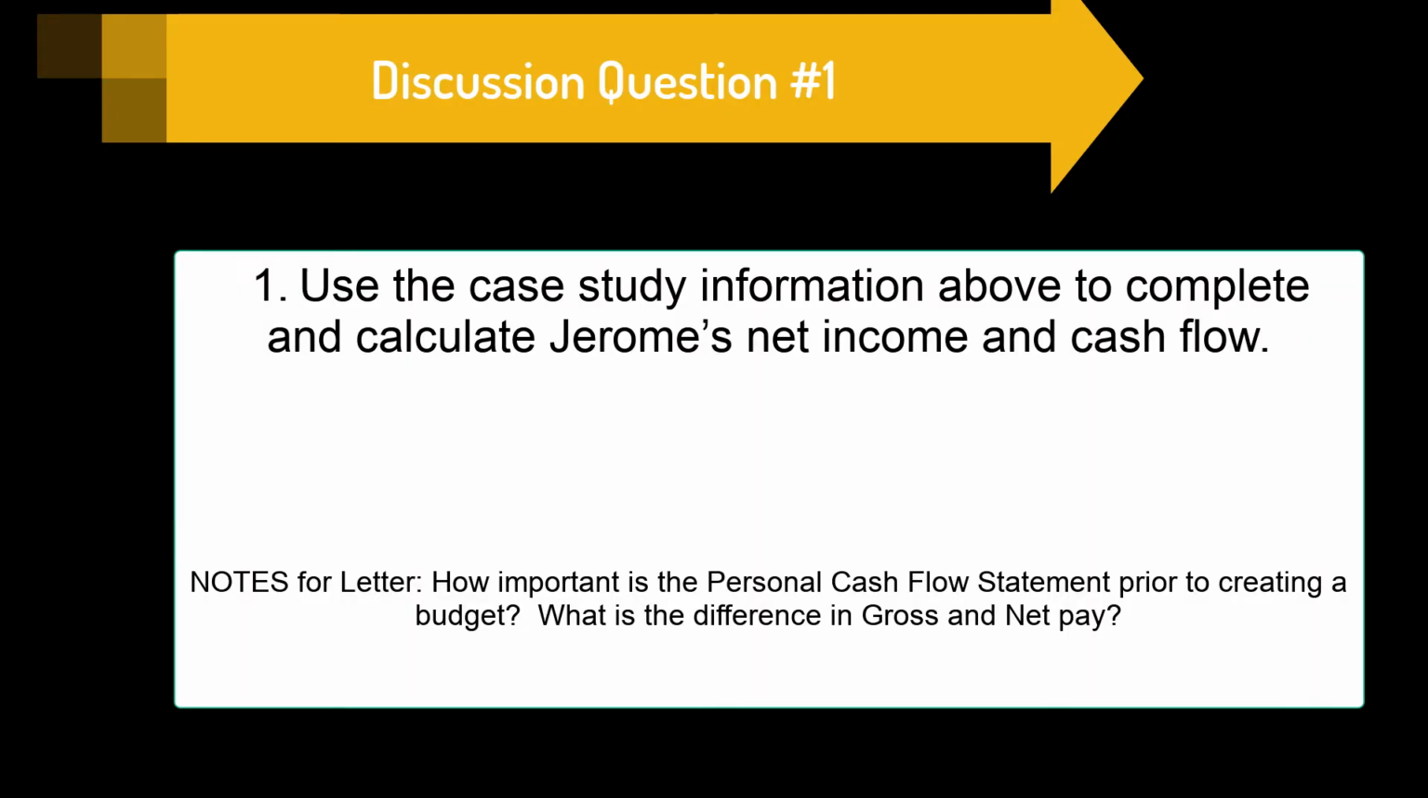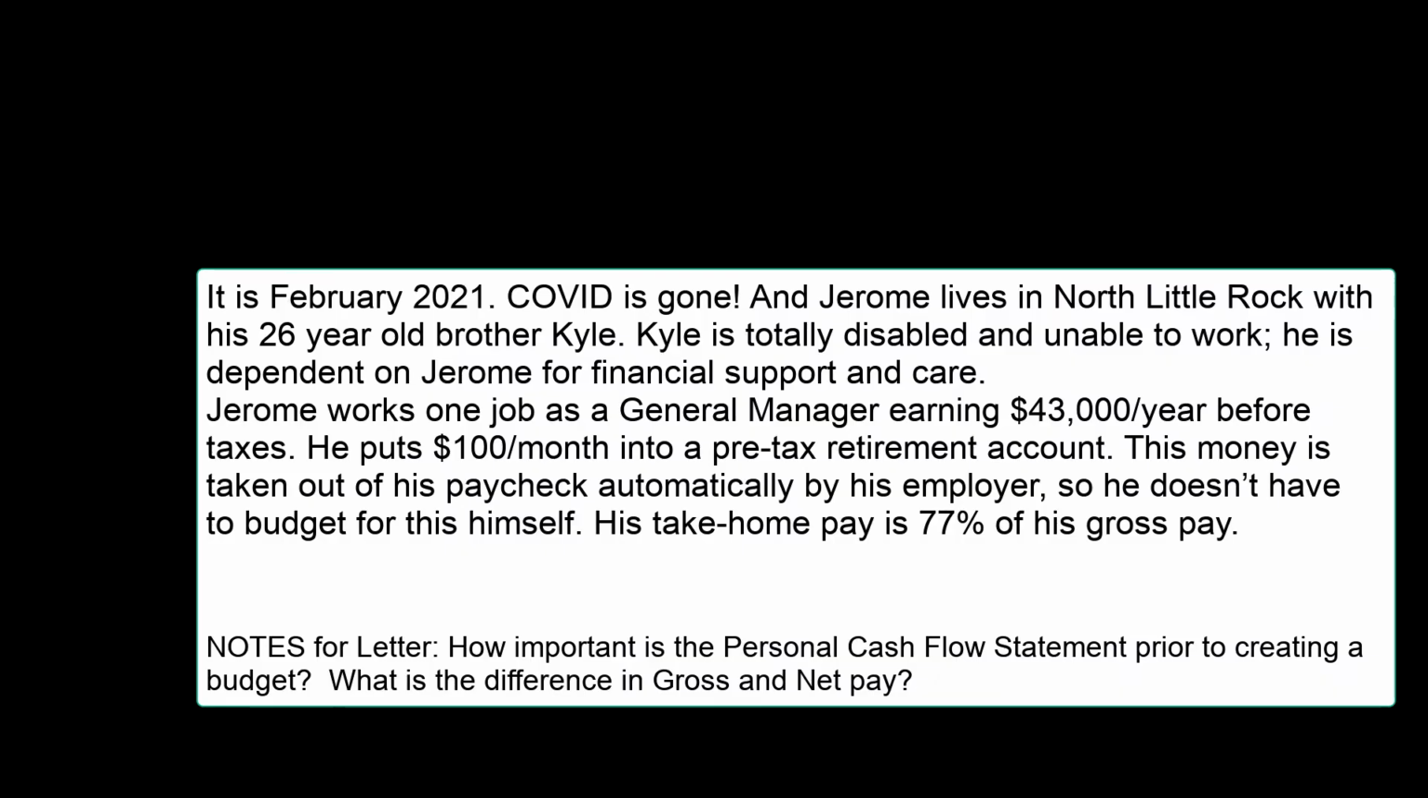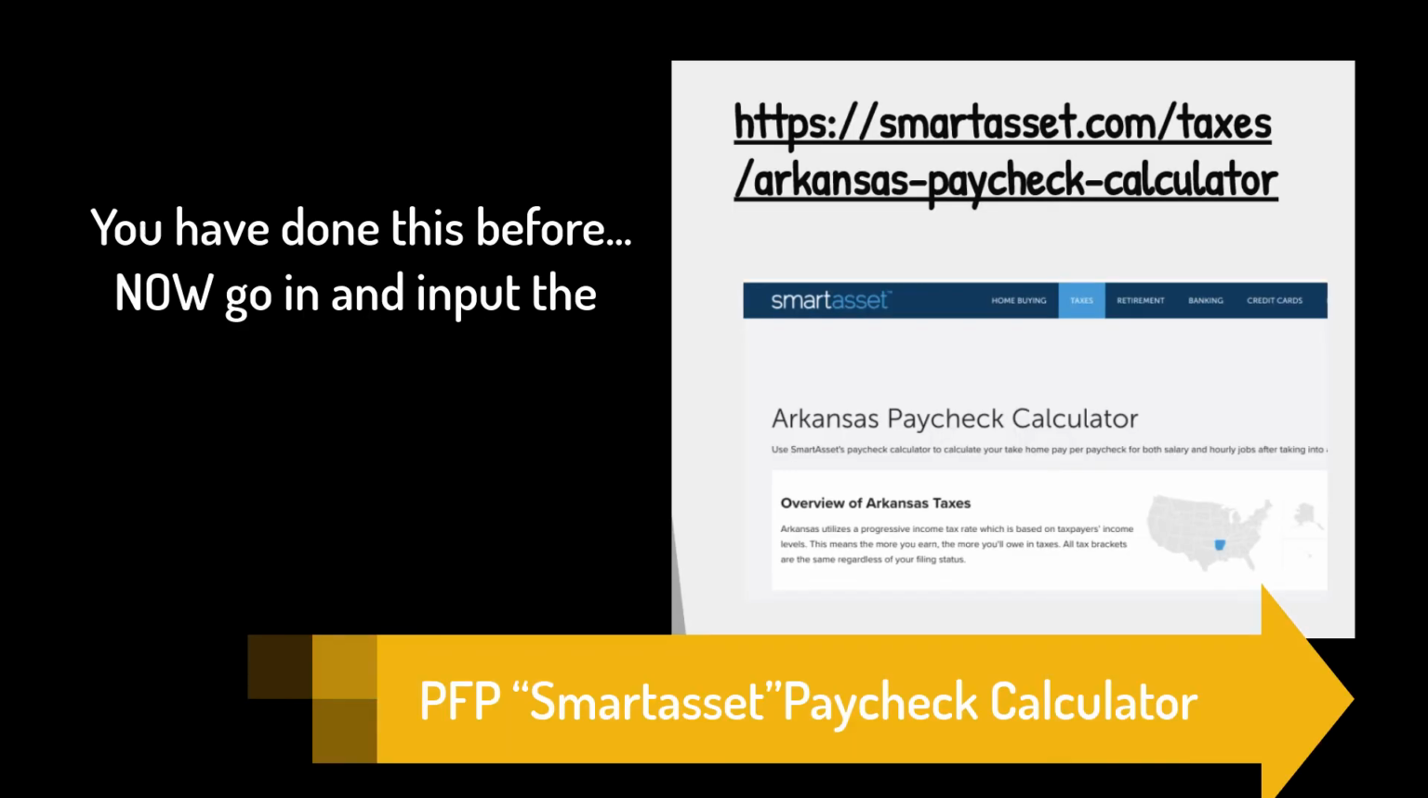Discussion question 1. Use the information to calculate Jerome's net income and cash flow. You've got to go to the Smart Asset Paycheck Calculator and determine his net pay. Some important facts: Jerome is in North Little Rock. He makes $43,000 a year gross. He puts in $100 a month into a pre-tax retirement account, and he has a brother, Kyle, who is dependent on Jerome. Hop into Smart Asset and find out what Jerome's take-home pay is given this information.